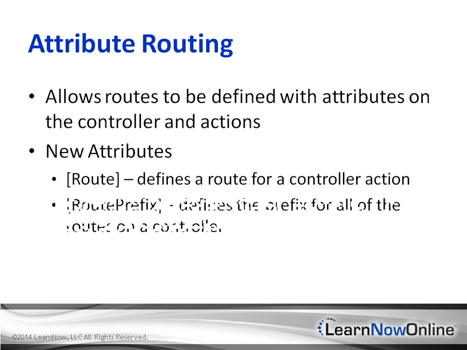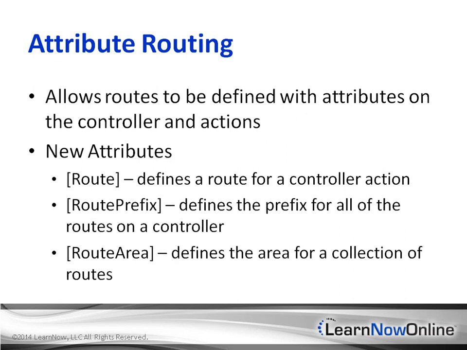There are actually 3 new attributes which are available in attribute routing. One is the Route attribute, which is applied to a controller action, which actually defines the specific route for that controller action. The next is the RoutePrefix attribute, which defines the prefix for all of the routes on a particular controller. This attribute actually gets applied to the controller class itself. And then finally, there is a RouteArea attribute, which defines the area for a collection of routes, and it too is applied to the controller class.